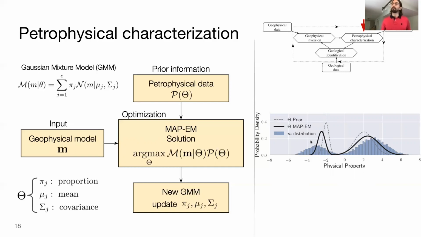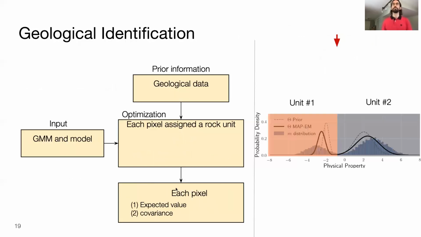What the MAP-EM algorithm is going to do is basically an average of the two distributions. And you can weight the average to rely more on the physical properties from the lab or more on the geophysical inversion. And then we update that new GMM to give us new parameters for the petrophysical distribution.